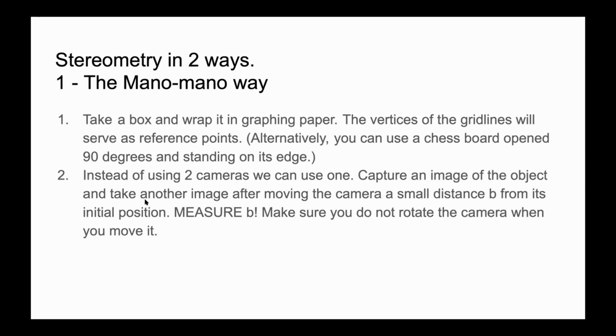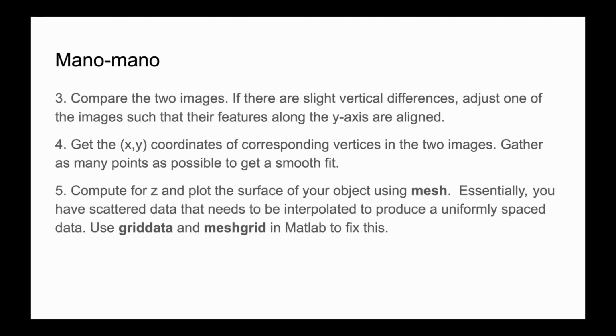So pag inopen mo yung dalawang image na yan, kunyari sabay mong inopen sila, say sa GIMP, mapapansin mo na baka mayroong slight vertical difference. So kung ganon, medyo i-adjust mo yung isang image. I think you can shift an image up or down, right? And then you save that. Kumbaga, pag pinatong mo yung dalawang image, pantay-pantay na yung mga vertical features nila. This is very important. So as best as possible, pagpantayin mo yung vertical features.